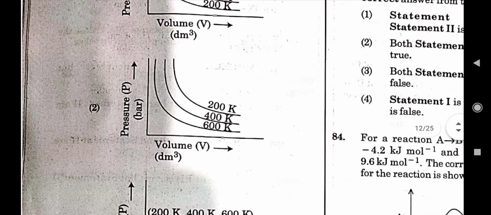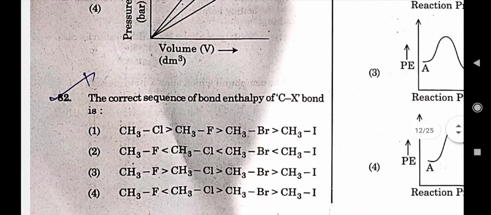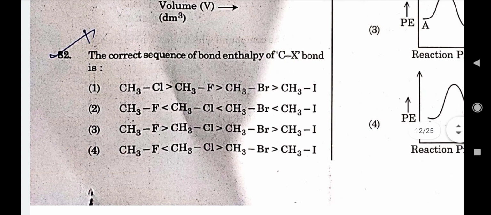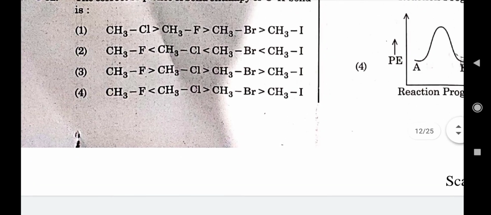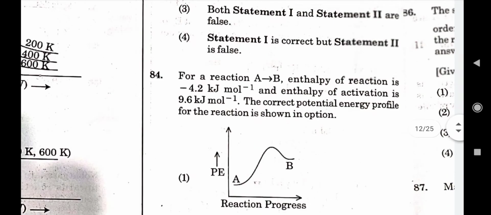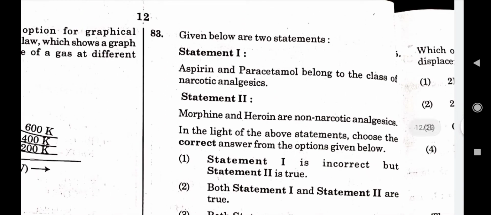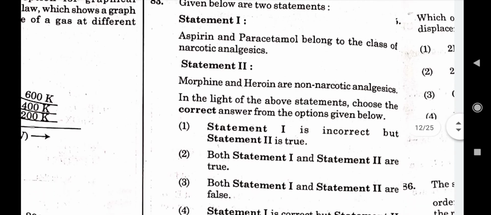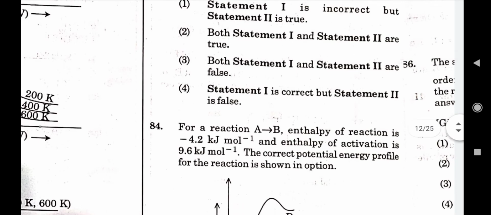and 200 Kelvin. Now coming to question number 82, the correct sequence of bond enthalpy of C-X bond is, इसका जो correct option है that is option 3, fluorine, chlorine, bromine, iodine. Now coming to question number 83, given below are two statements, statement first and statement second, इसका जो correct option है that is option 3, both statement first and statement second are false.